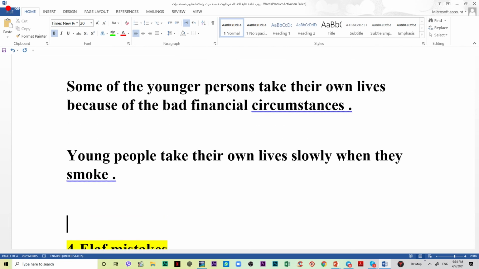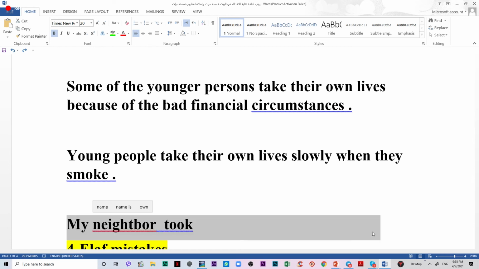Who's next? You can give me an example about this one. Yes, Lamia. My neighbor took his own life by his own gun because he has a lot of problems in his life. Once again, Lamia. My neighbor took his own life by his gun.